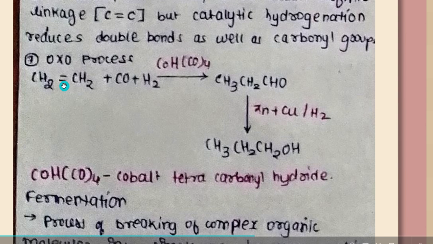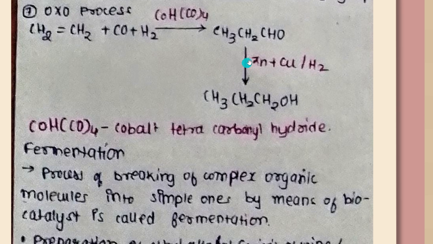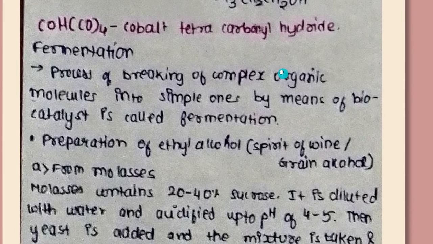Now the reaction of ethene, a double bond, right? So ethene, an unsaturated compound, plus carbon monoxide plus hydrogen in presence of cobalt tetracarbonyl hydride gives rise to CH3CH2CHO. Again, on reaction with zinc plus copper in presence of hydrogen, that is H2, it gives rise to alcohol, that is propanol here, right?